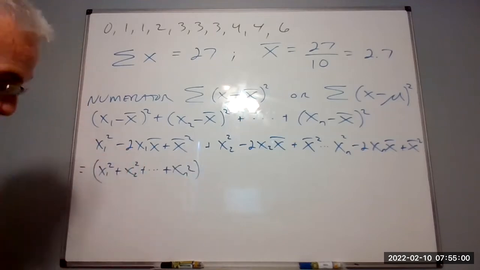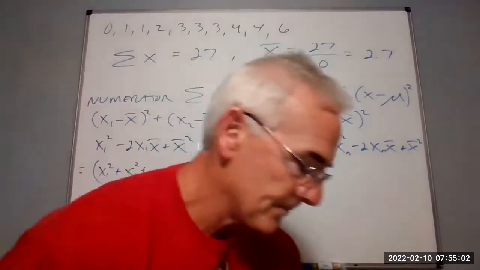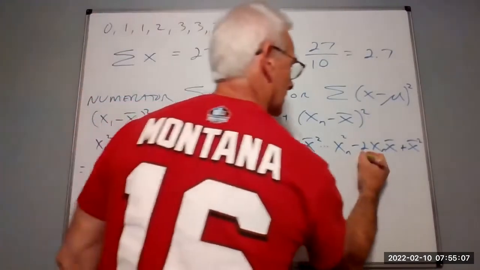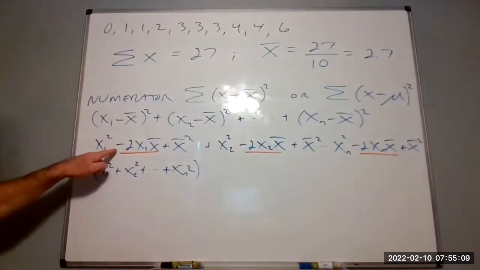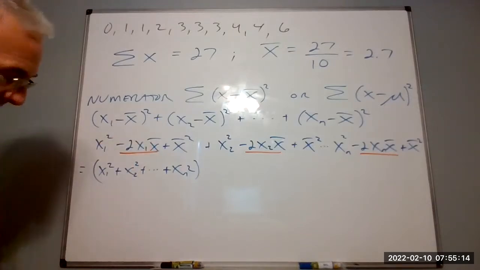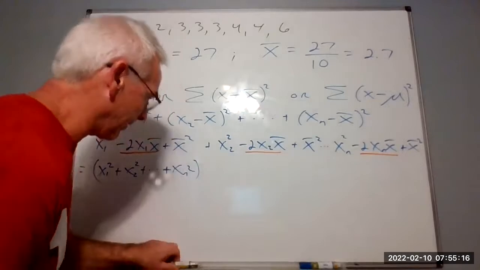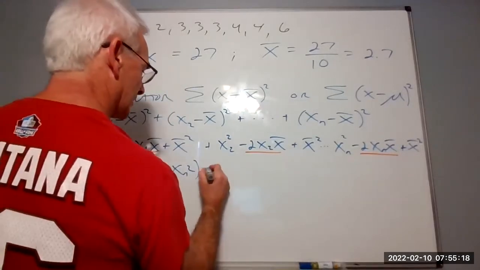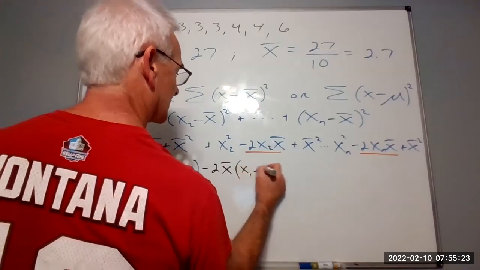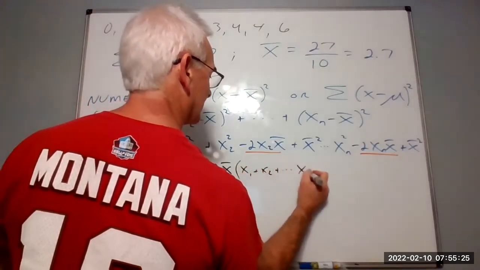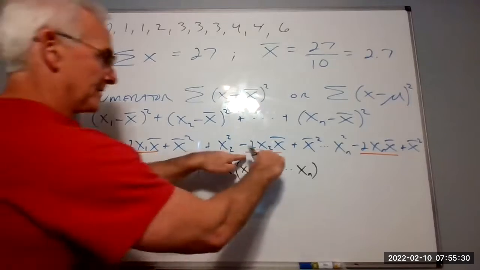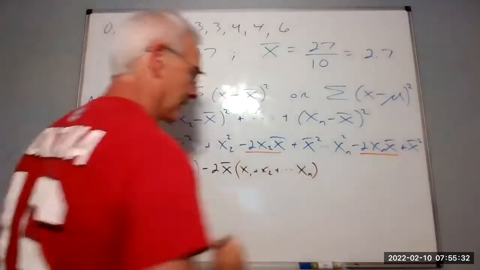Then let's take all of these middle terms. You notice every middle term has a 2 and every middle term has an X bar. If every middle term has a 2 and an X bar, then I want to factor out the 2 and the X bar, and that would leave X1 plus X2 all the way down to Xn. I'm factoring the negative 2X bar out of every term, and what's left is this.